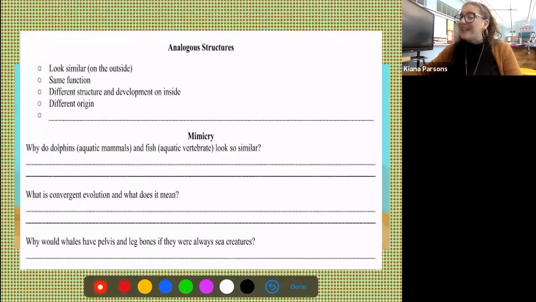So analogous structures look similar on the outside and have the same function, but different structure and development on the inside. So not evolved from a common ancestor.